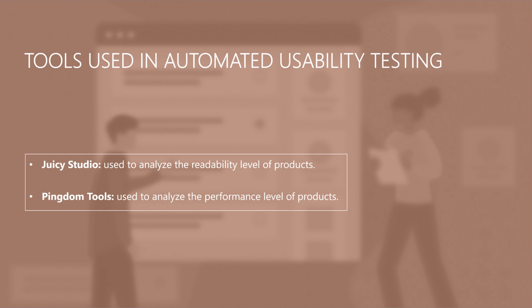Now, of course, being as useful as these tools are, within the world of automated usability testing, there are multitudes of various tools and software with varying scopes that are solely developed to aid those in the field. For today, this presentation will primarily focus on two automated usability testing tools, those being 1. Juicy Studio, which is used to analyze the readability level of products, and 2. PINGDOM tools, which is used to analyze the performance level of products. From the brief summaries, we discover that both were created with a particular intention in mind. They each aim to solve a specific area and together are able to cover a range of usability criteria.